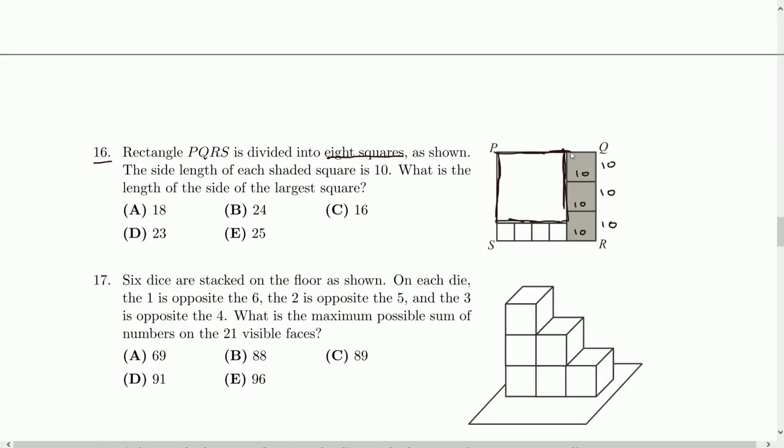Okay, well, these shaded squares make up the right-hand side, and they can give us a side length QR for our rectangle. Now, this doesn't tell us everything, because, of course, PQRS is a rectangle, not necessarily a square. Although I will remind you, squares are rectangles, but not all rectangles are squares.